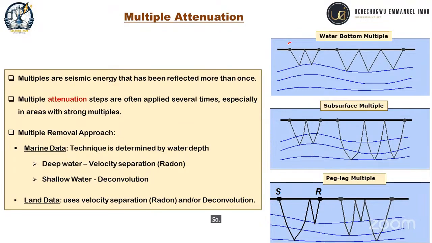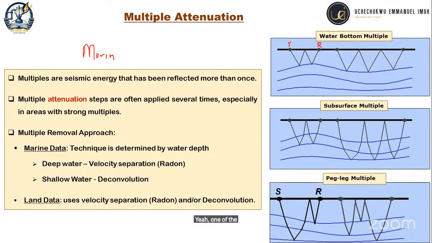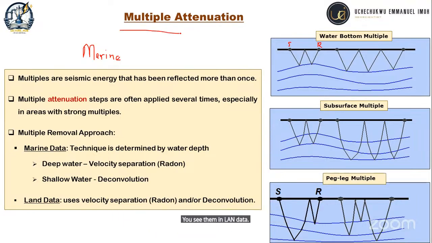So for instance, you have your source and your receiver. One thing you have to note is that multiples are very common in marine seismic acquisition. They are one of the predominant noise in marine seismic data. Ground roll noise is predominant in land seismic data. You don't see ground roll noise in marine data. You see them in land data. But for multiples, you see them in marine data predominantly. You can't escape them. They also occur in land data, but not as much as in marine data.